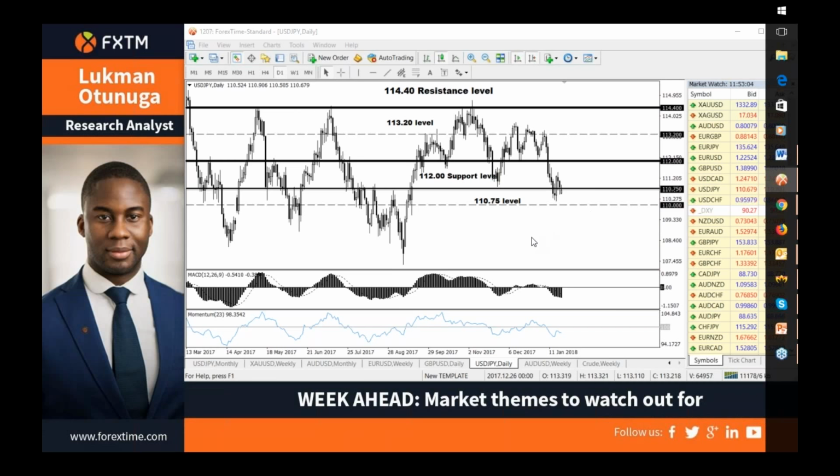But as I said earlier, the dollar yen seems to be dictated by the dollar's performance. So if we have persistent dollar weakness, 110 could be on the cards by the end of this week.